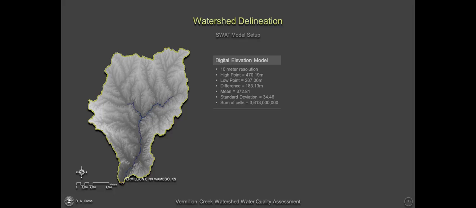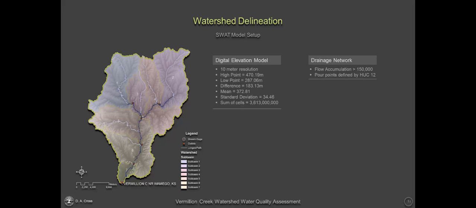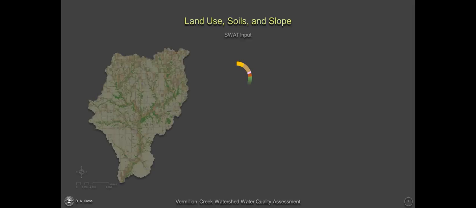The first step was to delineate our reaches, and this was done with a flow accumulation greater than 150,000 cells. The next step was to define our pour points, and this was done by using the HUC 12 areas. After our subbasins were defined, I then went on to delineate a flow routing diagram. After the watershed was defined, we then went on to land use, soils, and slope for SWAT input.